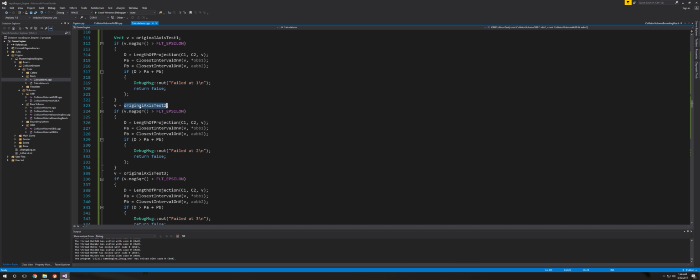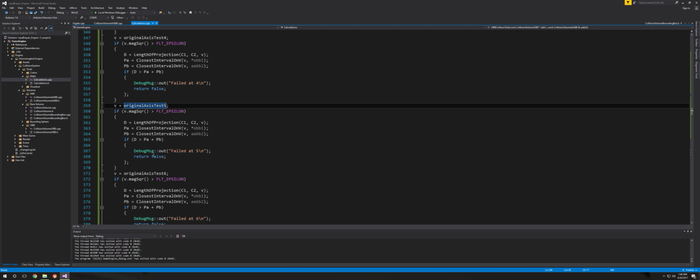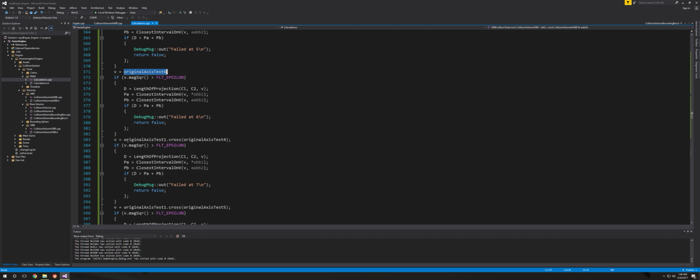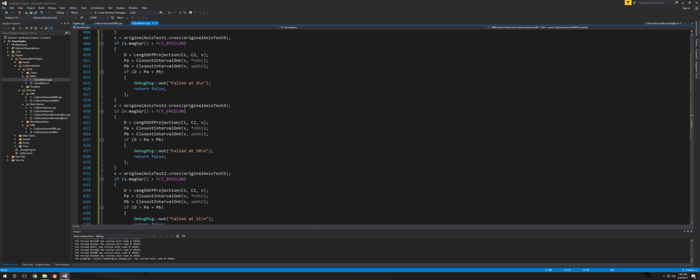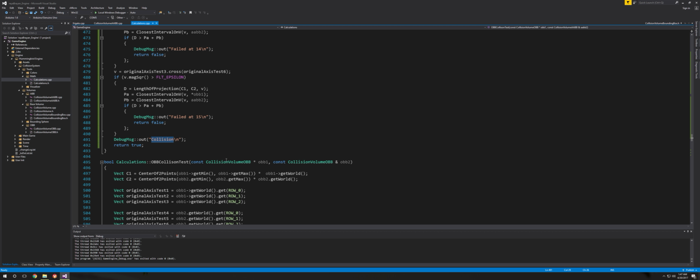If it doesn't, we move on to the next axis to test, which is the y of object 1, the z of object 1, object 2's x, y, and z, and then the cross products of each of those. At the very end, we end up with all 15 tests, and if a return has not failed, we just return true, and we mark that as a collision. OBB and OBB are identical to the one I just showed.